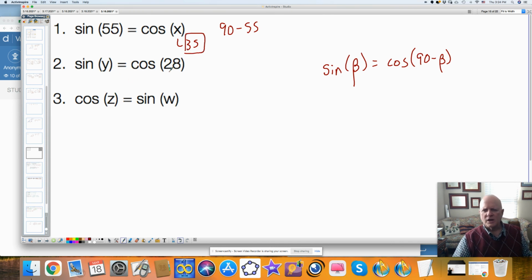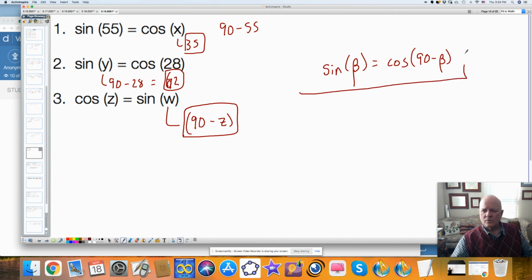The cosine of 28, this works backwards, by the way. What is 90 minus 28? Well, that should be 62, excuse me, 62. For this last one, in order to write w, it's going to be whatever z is subtracted from 90. And that's the big idea right here. Good luck and success.